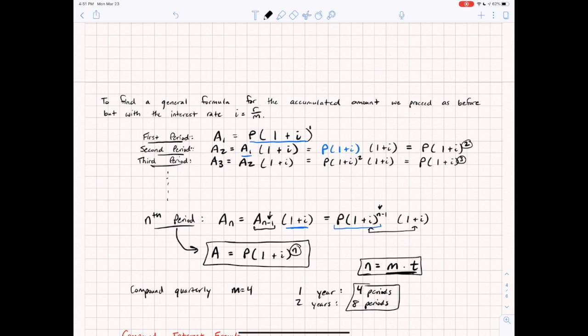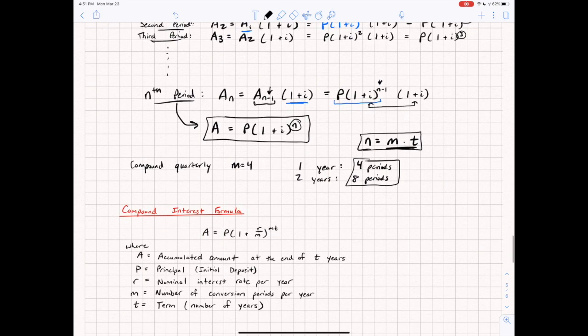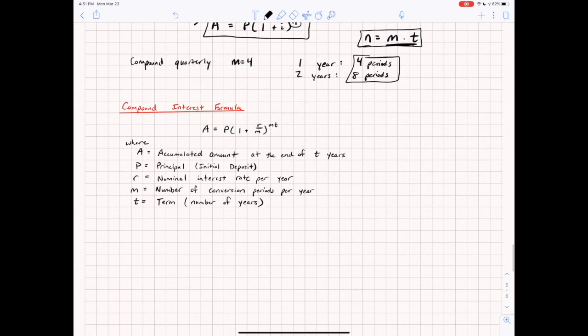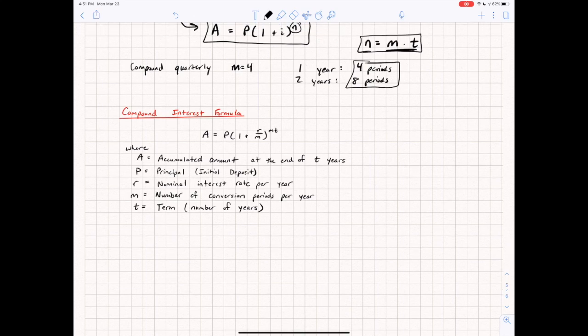And so with this and how we've defined i, we have our definition for the compound interest formula. All right, the accumulated amount is calculated by taking my principal, whatever my initial deposit is, multiplying that by 1 plus my periodic interest, which is my interest rate divided by the number of conversion periods per year. And this is raised to a power of the number of conversion periods per year times the term, which is the number of years that we're going to do this.